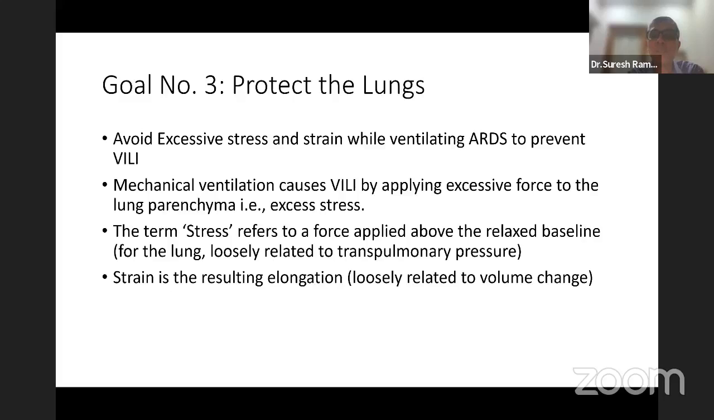And mechanical ventilation will cause VILI by applying excessive force to the lung parenchyma. Because you're blowing air into somebody, it is going to cause the lung parenchyma to be under stress. So how much? The best way to measure that stress is the pressure inside the airway and outside the airway, which is what is called the transpulmonary pressure. That is the alveolar pressure minus the pleural pressure, which would be the best measure of the stress. So the stress is basically the force that you need to apply above the relaxed baseline. And the strain is the resulting elongation that will happen as a result of this volume change. And this is the concept of stress and strain.